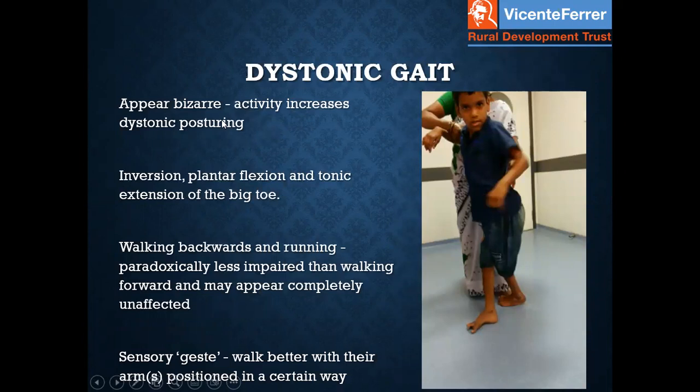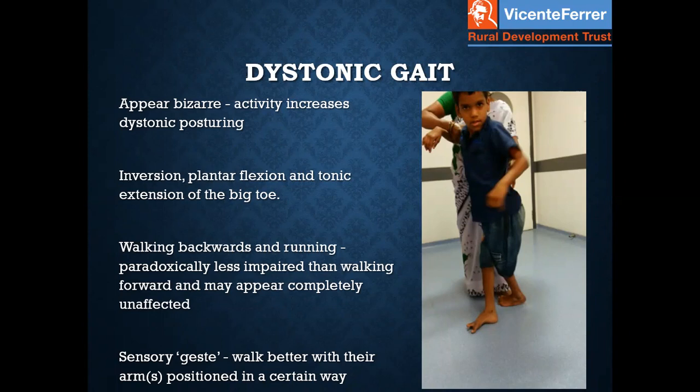Dystonic gait. It appears very bizarre, and any activity will increase those abnormal movements and dystonic posturing. Common posturings we see in dystonic gait are inversion or plantar flexion or a tonic extension of the big toe. That tonic extension of the big toe is commonly called striatal toe. So whenever we say striatal toe, obviously we should suspect there is extrapyramidal involvement, that is basal ganglia involvement.